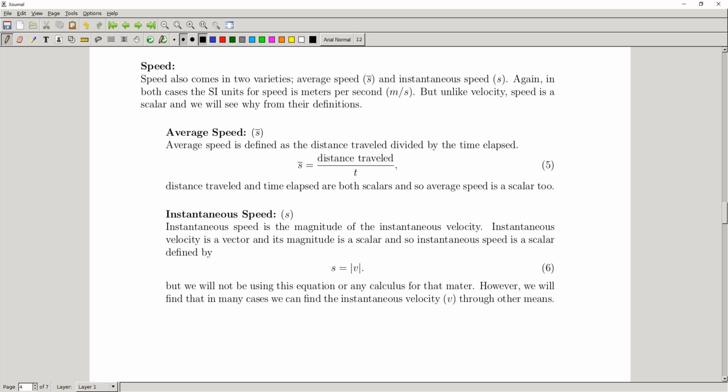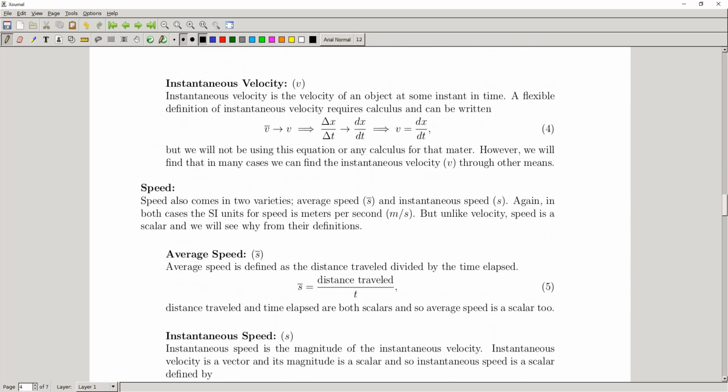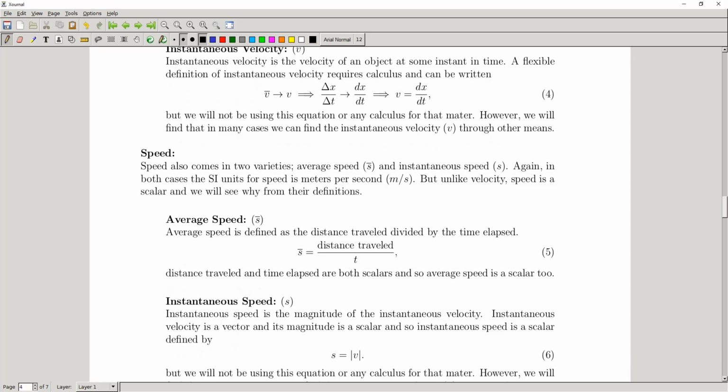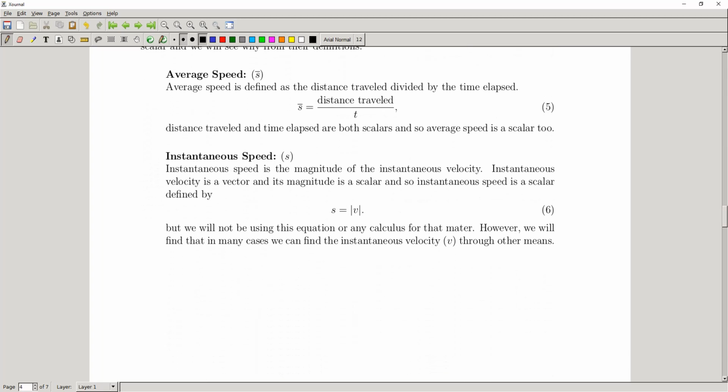Instantaneous speed is really just the magnitude of the instantaneous velocity. If we were able to find the instantaneous velocity in some system, and as we talked about here, we're going to find other ways to do it, but one way would be to use calculus, we could then easily extract the instantaneous speed just by taking the absolute value of that quantity.